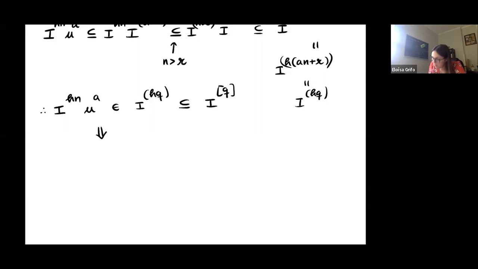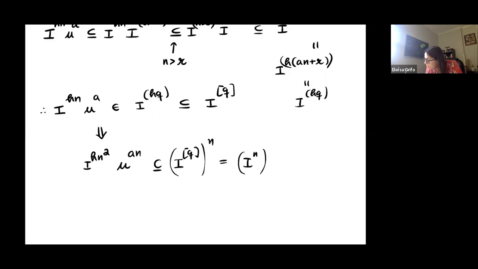From here, I'm going to take powers of N on both sides. So take a power of N here, you get HN squared. Take a power of N here, you get AN. Oh, this is contained. And then it's an easy exercise that we're going to use again today, that ordinary powers and Frobenius powers commute. That's not true with symbolic powers, which is what I almost said out loud. Ordinary powers and Frobenius powers commute with each other, it's easy. Frobenius powers commute with products of ideals. Elementary exercise.